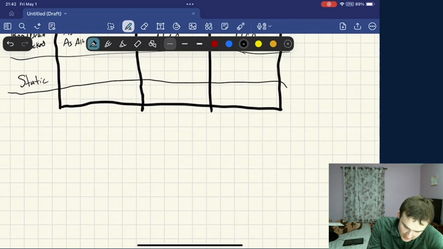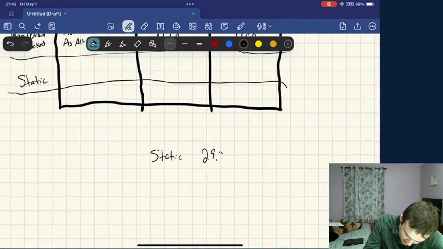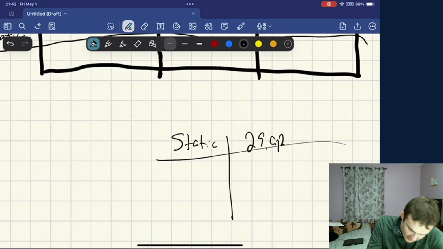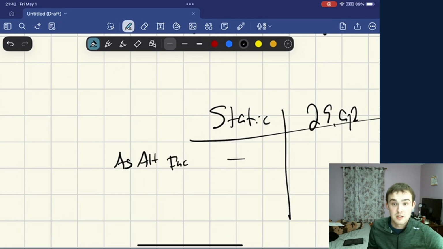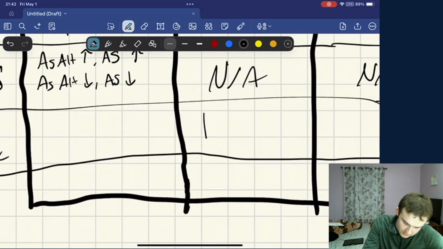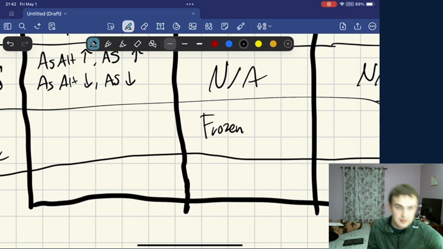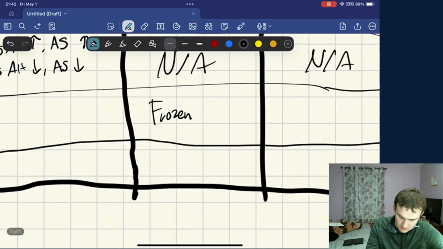On our altimeter, we know we have static air, and then we have 29.92. So as our altitude increases, static pressure is going to be the same, and we know that our 29.92 and our ambient pressure are going to be the same. Therefore, our altitude is going to be frozen at the altitude where the blockage happened.